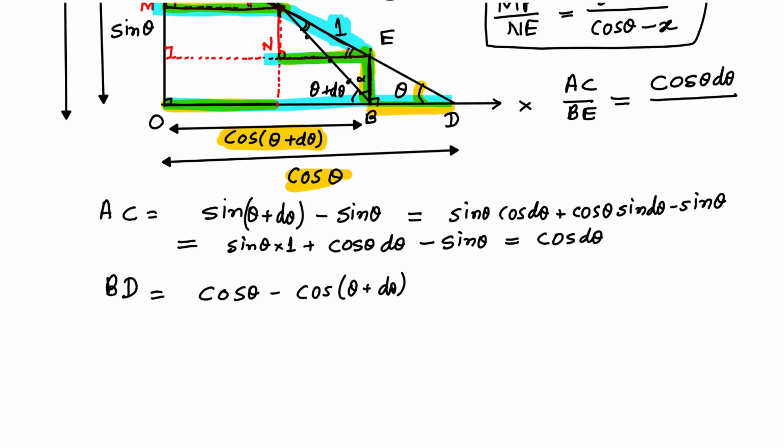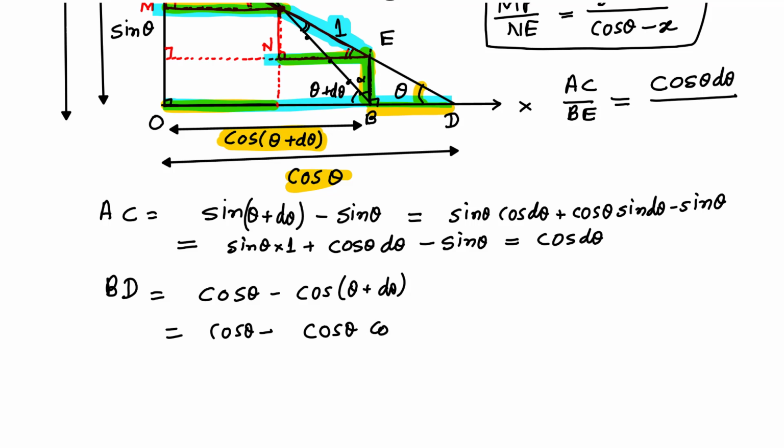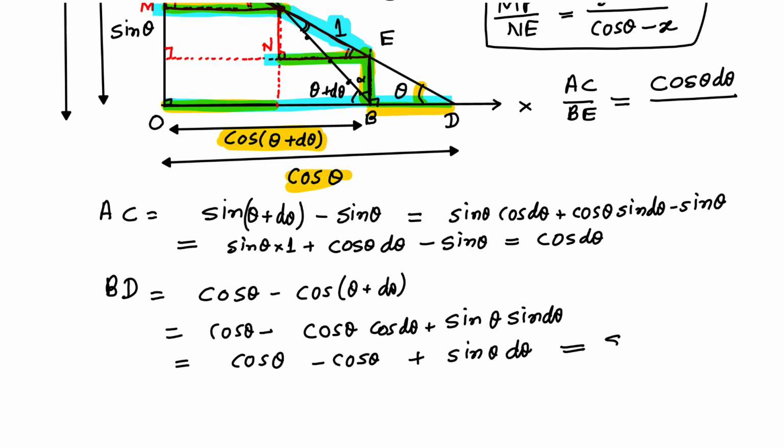And once again, if you expand this, so this is cos theta minus cos A cos B minus sin A sin B, and then minus minus becomes plus sin A sin B. And once again, you use the fact that it is a small angle, so this becomes minus cos theta, and this is simply sin theta d theta. So from here you can say this is sin theta d theta.